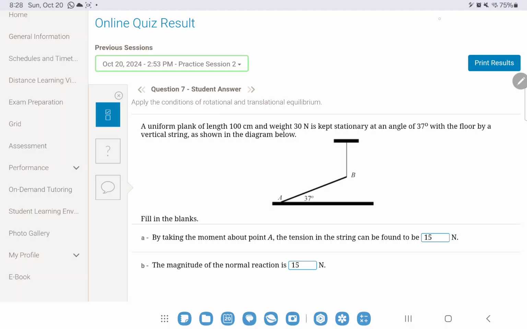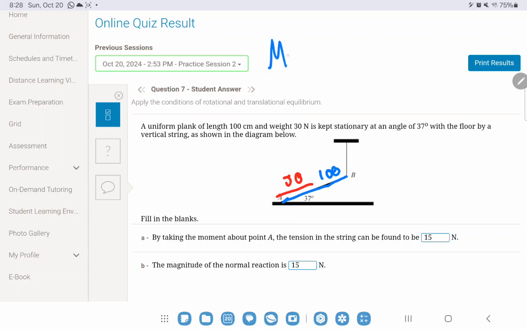Okay, for this question, it's telling you have a uniform plank whose length is 100 centimeters. So its length is 100 centimeters. Meaning half of it, since it's uniform, is 50. So this is 50 and the blue is 100. Now we need to find the moments.